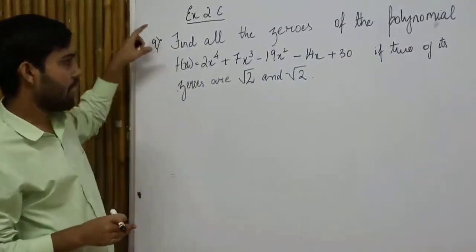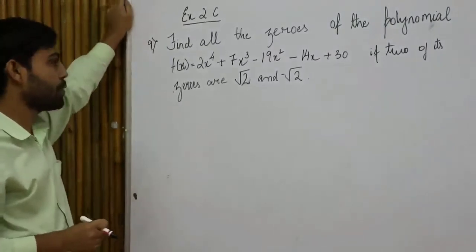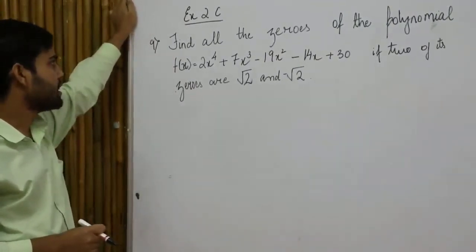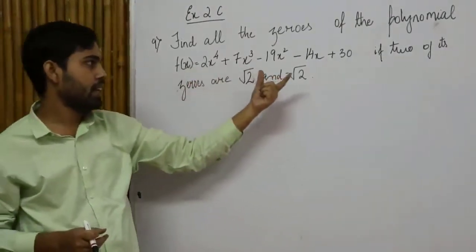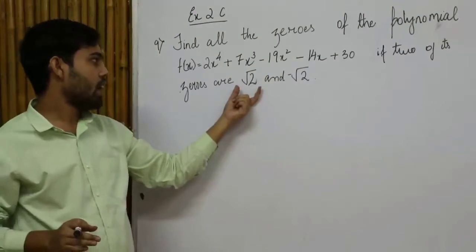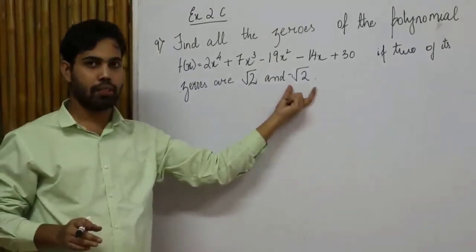Okay. So now I am doing this question. This is question number 9 from the same exercise. This question says find all the zeros of the polynomial. They have given me a polynomial if two of its zeros are root 2 and minus root 2.